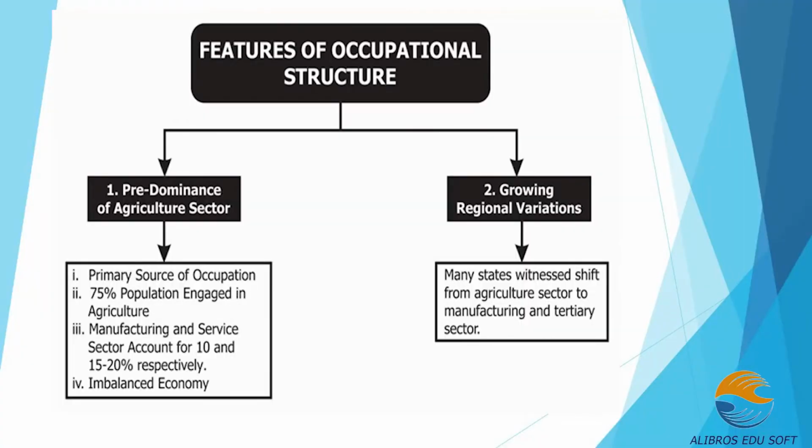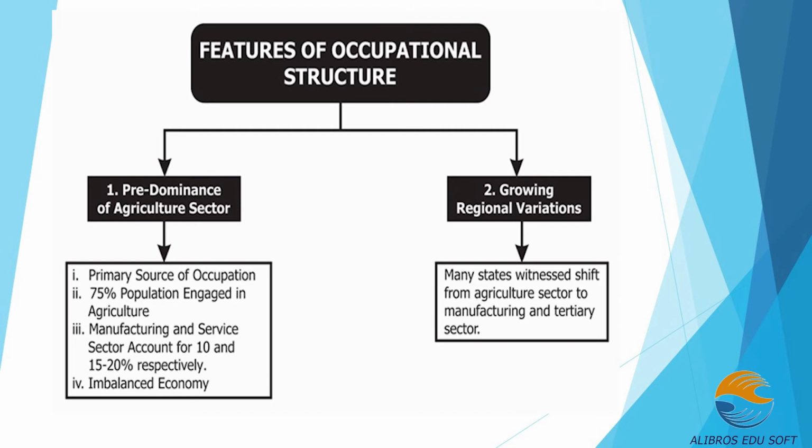So this is the opposite scenario of both the sectors in the category of occupational structure. This is a map showing the features of occupational structure, which means the features that we see in the previous slide. Predominance of agricultural sector: the primary source of occupation was agriculture, with 75% of the population engaged in it. Manufacturing and service sectors accounted for 15% and 10% respectively.